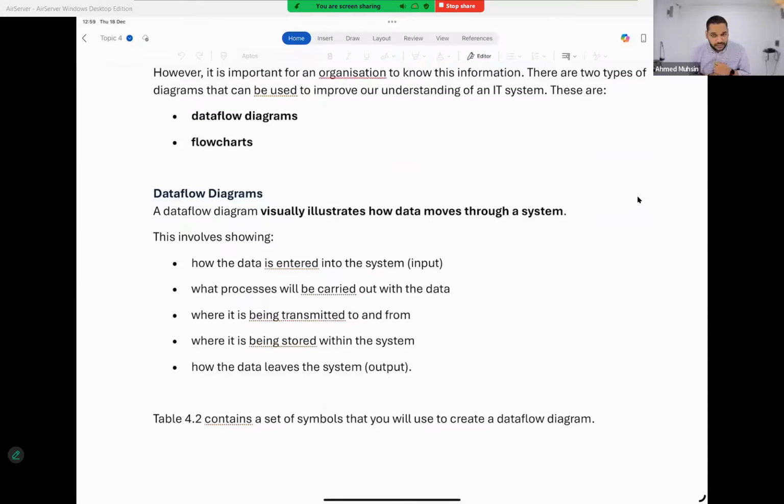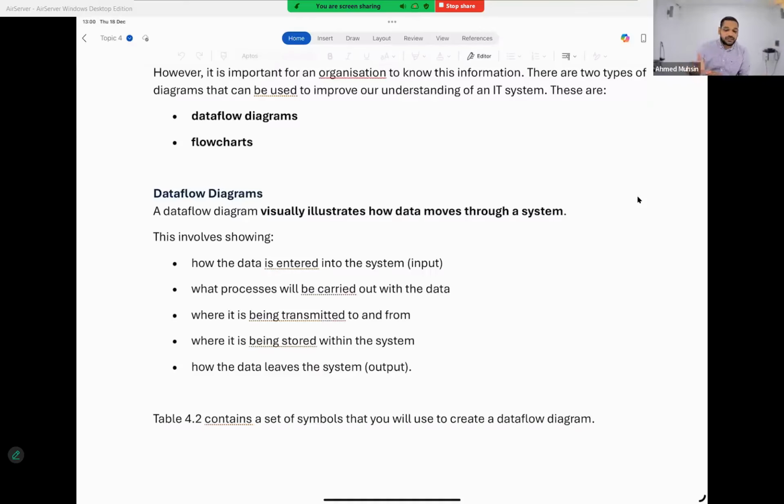How the data is entered into the system. Through which input does the data get into the system? Then what process takes place on that data? Then where is it being transmitted to and from? Where is it being stored within the system? This data that was input, this barcode number that you just gave, what is it used for? Where is it stored?